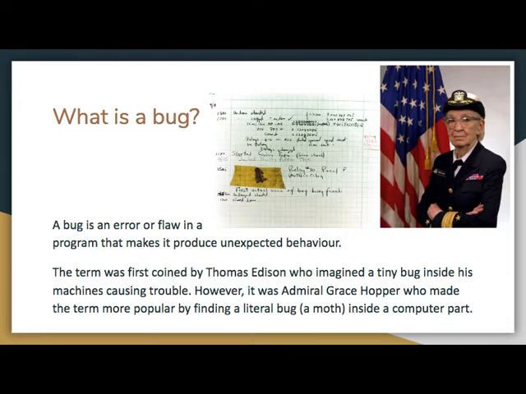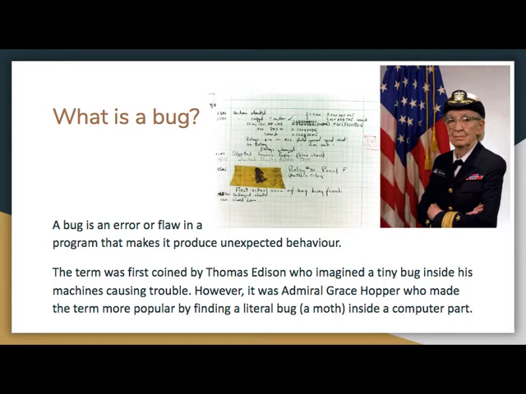So first off, what even is a bug? A bug in software terms is an error or a flaw that's causing your program to behave in unexpected ways. So you think it's moving up, but it's actually moving down, or something like that. And how did it actually come to be? Why is it called a bug?